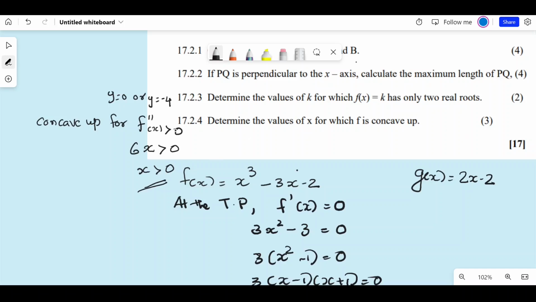3 marks, so for these three steps. So that's all, question number 7.